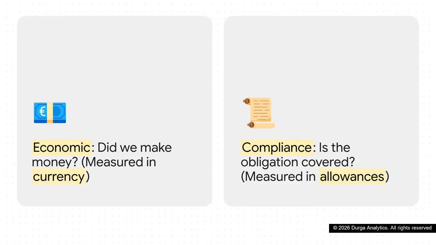We hammer this into our risk managers constantly. You simply cannot infer the valid discharge of a statutory obligation from the economic outcome of your positions. They speak entirely different languages. The economic ledger is asking, did we make money? And its unit is always currency. The compliance ledger, on the other hand, is asking, how much of our legal obligation is covered by eligible units in the correct account? Its unit is allowances and status. A risk control stated in currency cannot and will not bind a volume exposure.